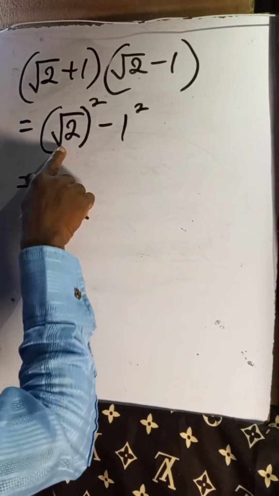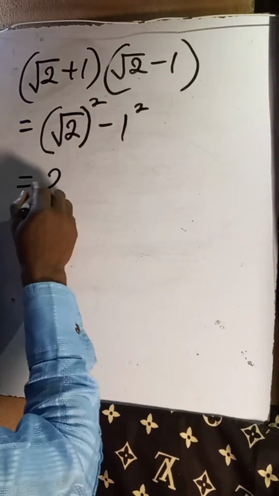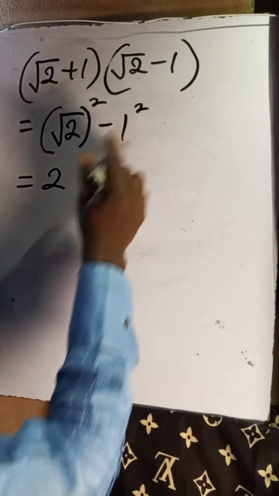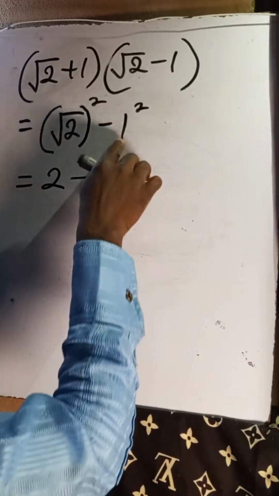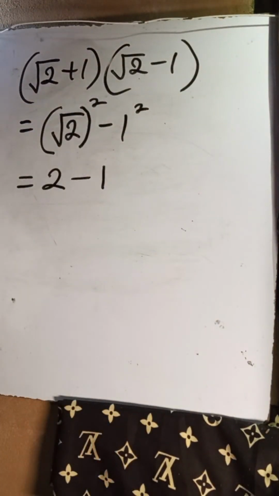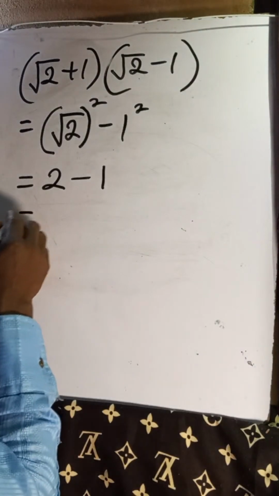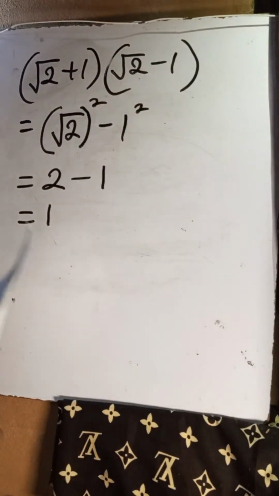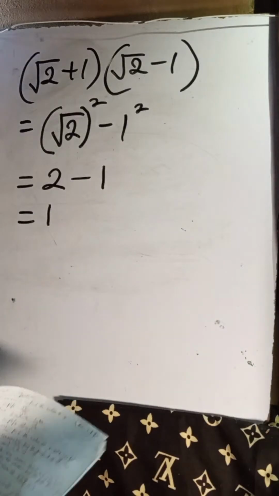So if you square root 2, we are going to get 2. And if you square 1, we get 1. We are not squaring the minus. Then finally, our answer will be 1. You can see how simple it is, right?